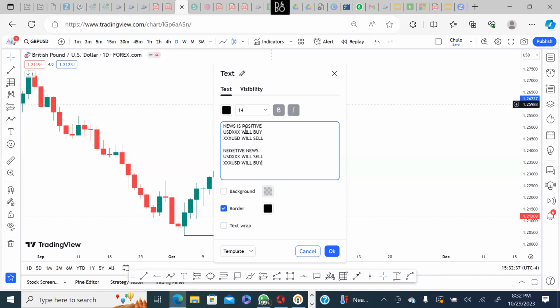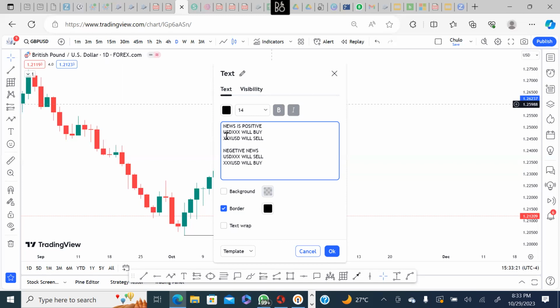Let's take for example that the NFP came out positive. That means that the dollar is strong, which means the dollar is going to buy. USD CAD, USD JPY, USD CHF are going to buy, and pairs like Euro USD, GBP USD, AUD USD you sell. Then if the news is negative, USD CAD, USD JPY, USD CHF, all USD pairs you sell, which means that the dollar is weak. And pairs like Euro USD, GBP USD, AUD USD will buy. Do you understand?